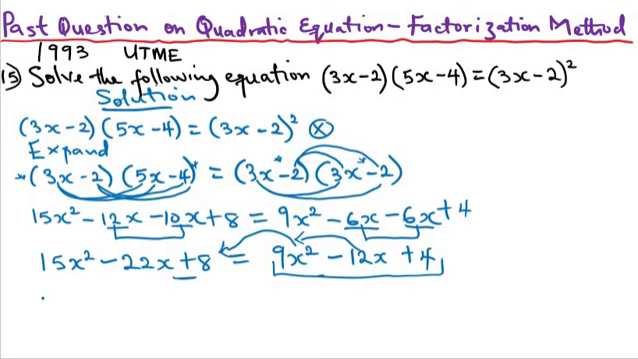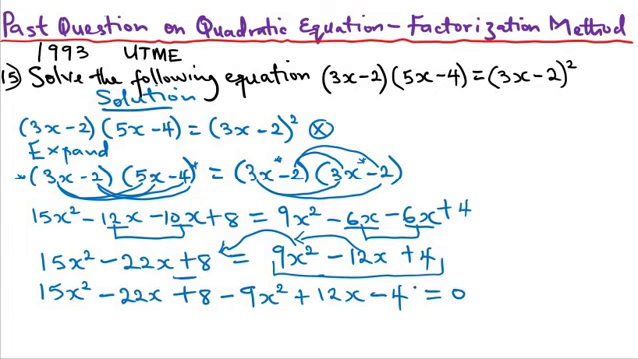So now let's start by saying 15x² - 22x + 8. Now when 9x² crosses the equation sign, it becomes minus 9x². When minus 12x crosses the equation sign, it becomes plus 12x. When plus 4 crosses the equation sign, it becomes minus 4, all equal to 0. The reason we make everything on the right hand side cross to the left hand side is to equate them to 0, so we can actually solve using the factorization method of quadratic equation.